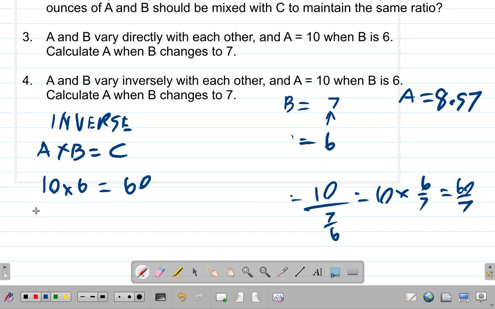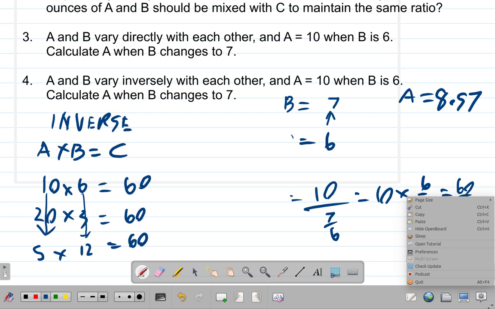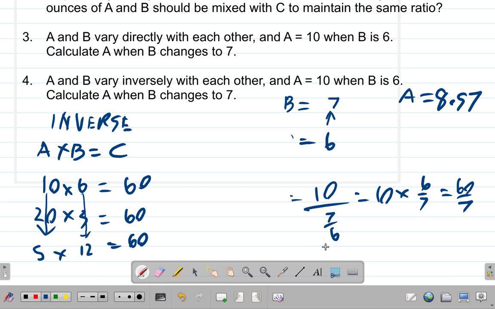Now, if A doubles to 20, B will halve to 3. 20 by 3 gives you 60. If A halves down to 5, then 6 will double to 12. 5 times 12 is 60. Right? So that's what happens when you talk about inverse proportion.